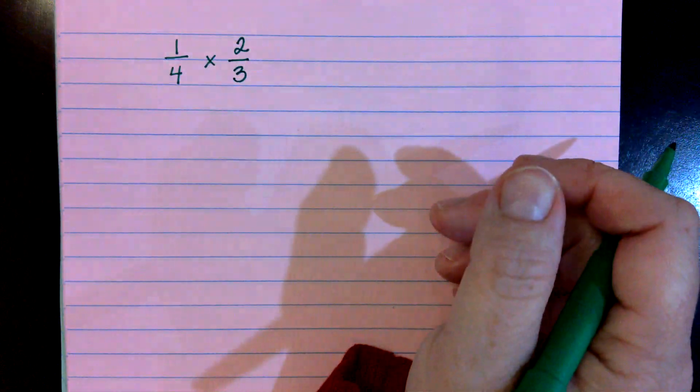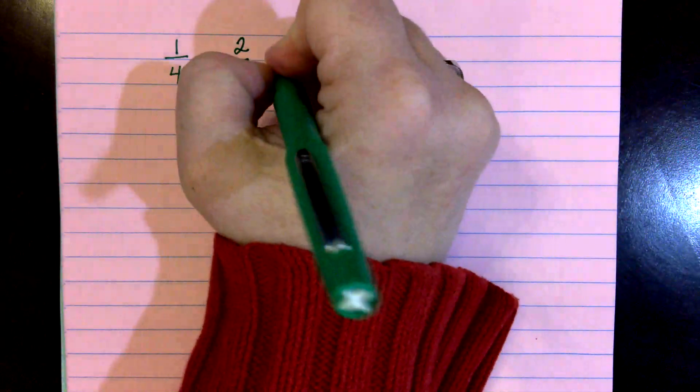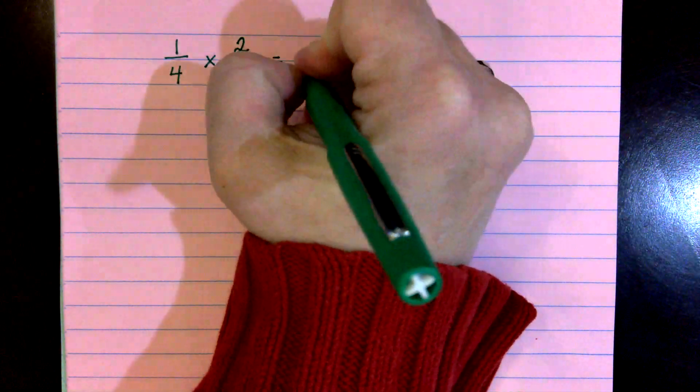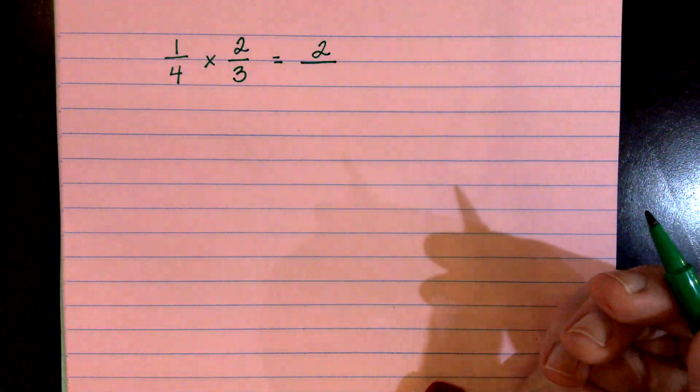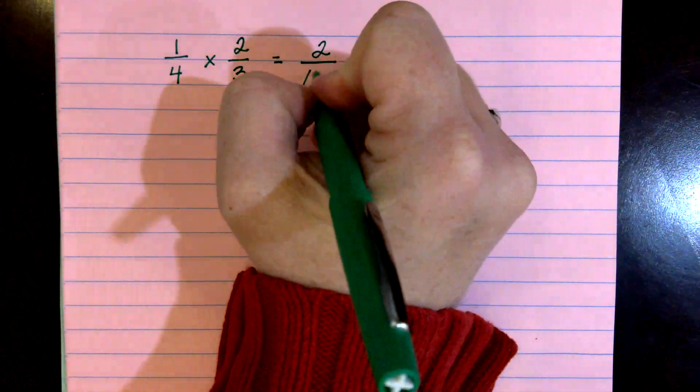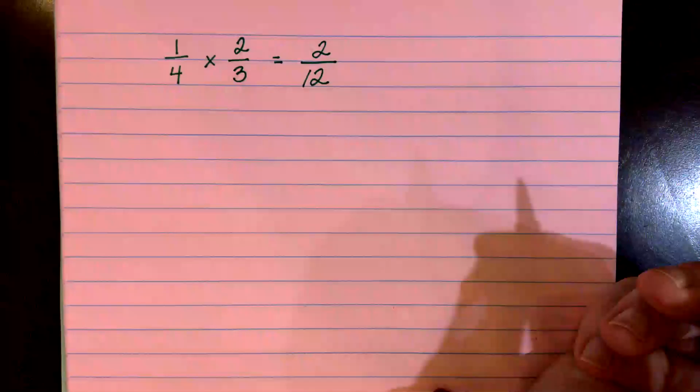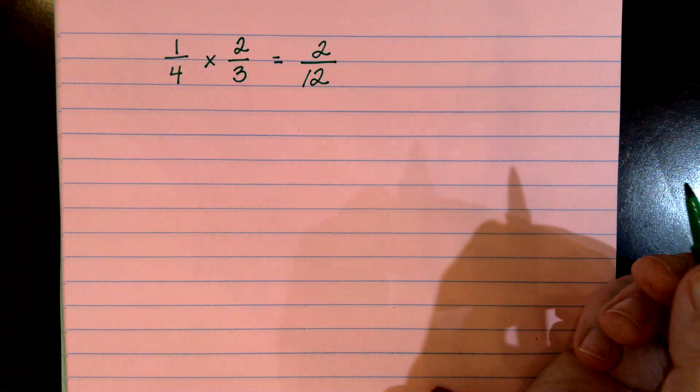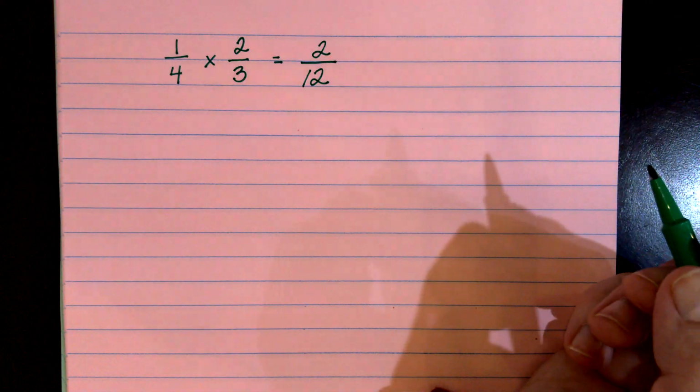So let's go ahead and look at one more example. Let's do 1/4 times 2/3. 1/4 times 2/3. When we multiply 1 times 2, we get 2, and 4 times 3 is 12. 2/12 is the product of 1/4 and 2/3.